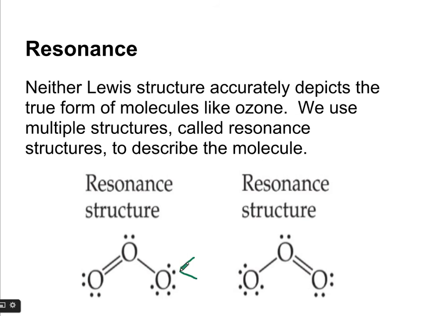So the actual representation of ozone is somewhere in between these two Lewis structures. You usually have to draw all possible Lewis structures and you separate them with a double arrow like this. That means that the actual representation is a hybrid of these two. Sometimes there's even 3 or 4 possible resonance structures.